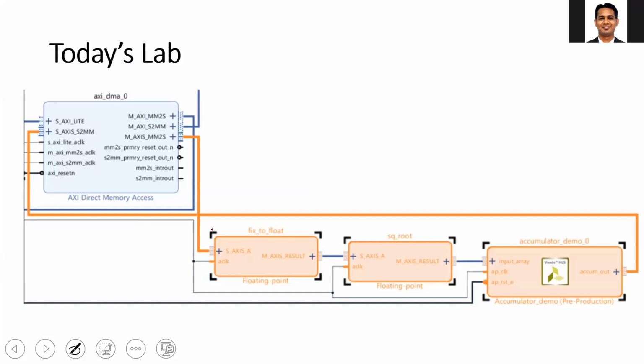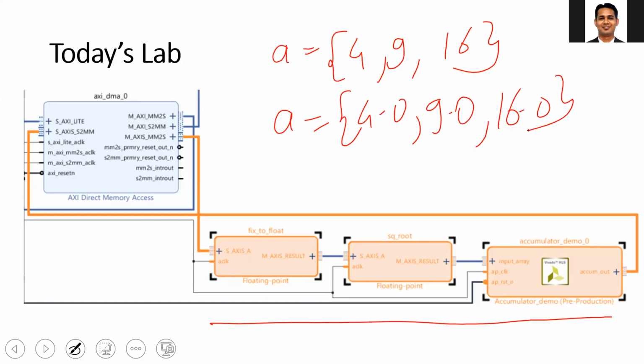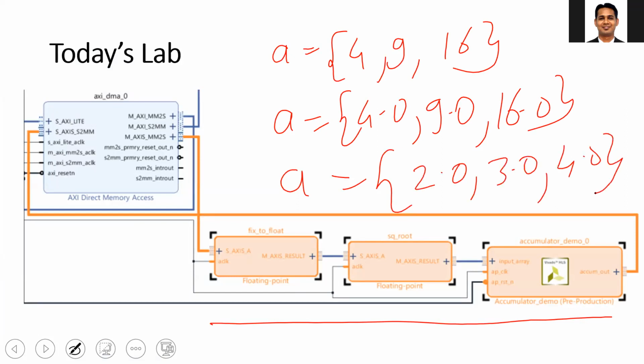So what I'm doing is taking the data from the block RAM. I'm getting the integer data from the block RAM. Suppose I'm getting A equal to 4, 9 and 16. Then I'm converting it into float format, so A is equal to 4.0, 9.0, 16.0. Then I'm calculating the square root, so it will be 2.0, 3.0, 4.0. And then I'm doing the accumulator. This is part of the homework, which we are not doing as part of the lab, but you need to do it as homework. So here A is equal to 9, and the output will be 9 here.